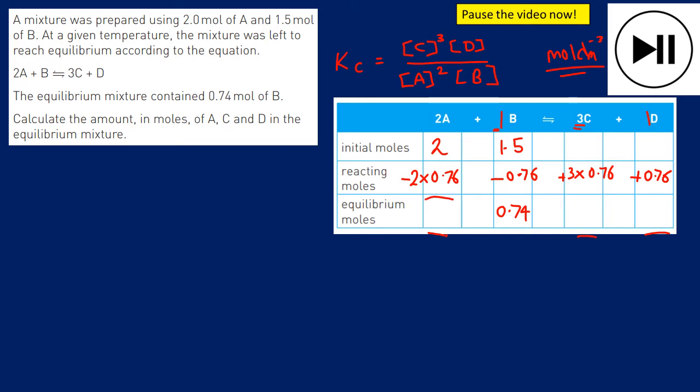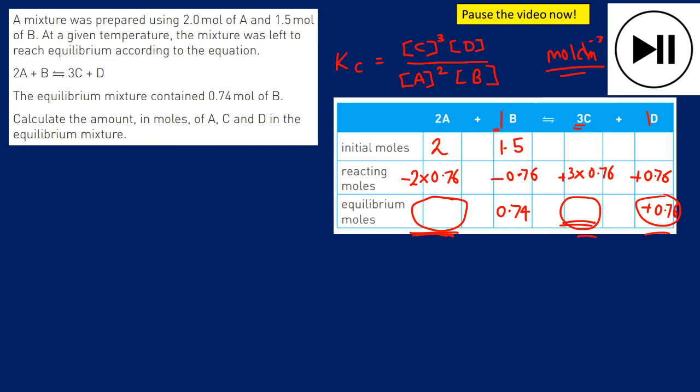And then we can simply derive the final number of moles. So this will just be 0.76. This will be 3 times 0.76. And this one here will be 2 minus 2 times 0.76. And that's our equilibrium moles.